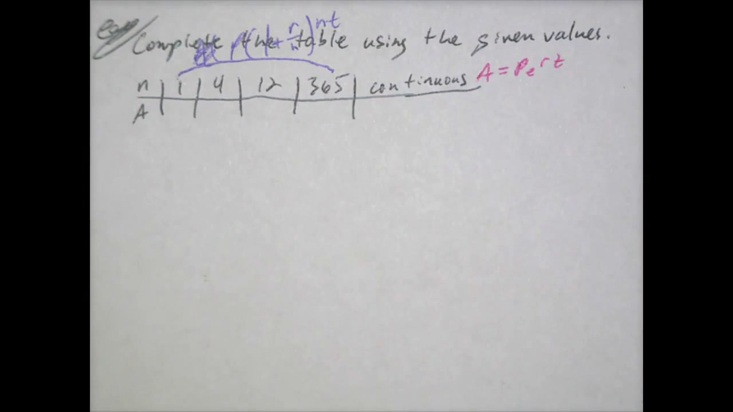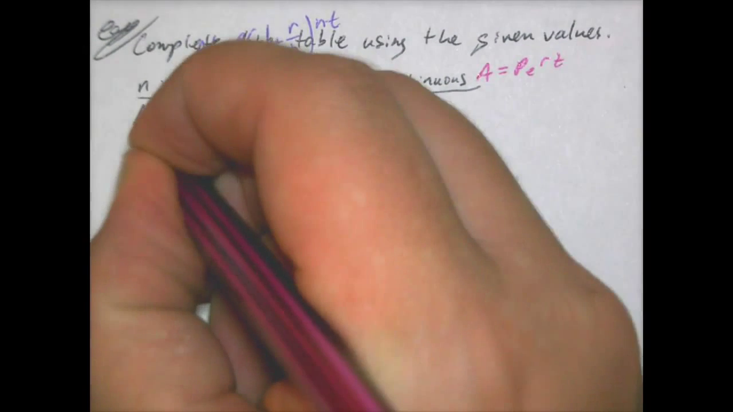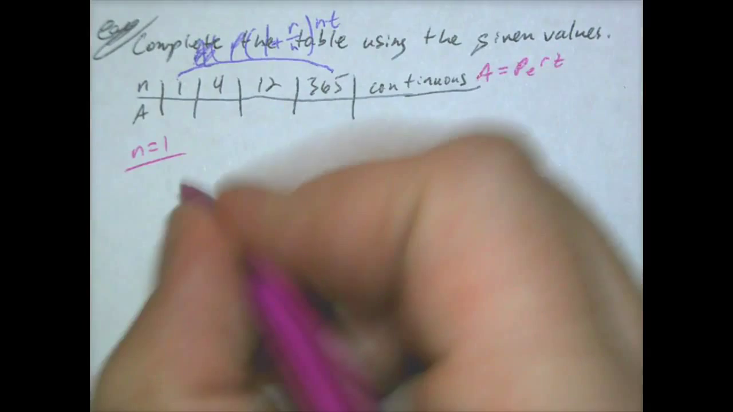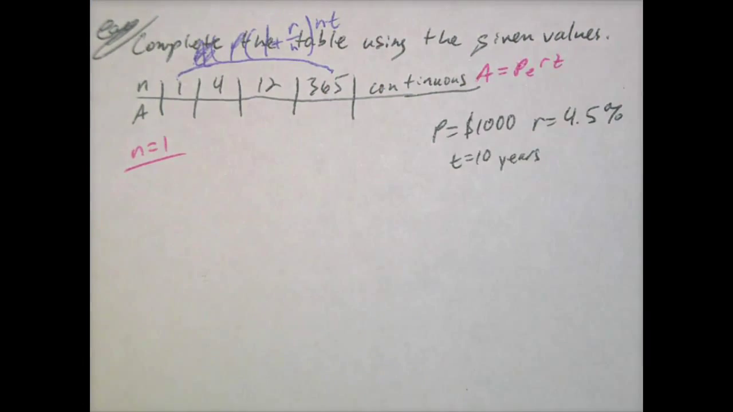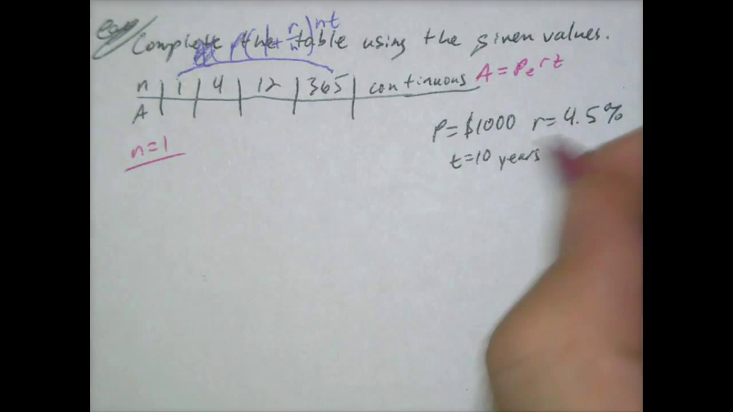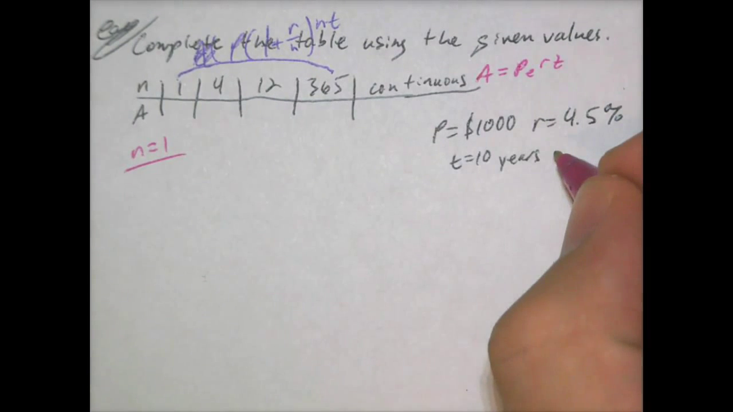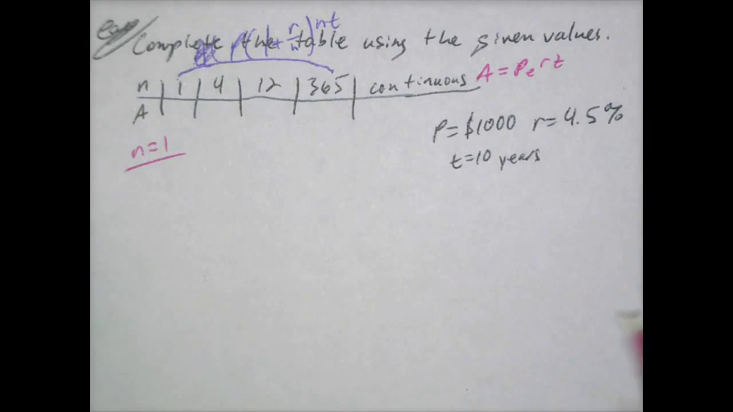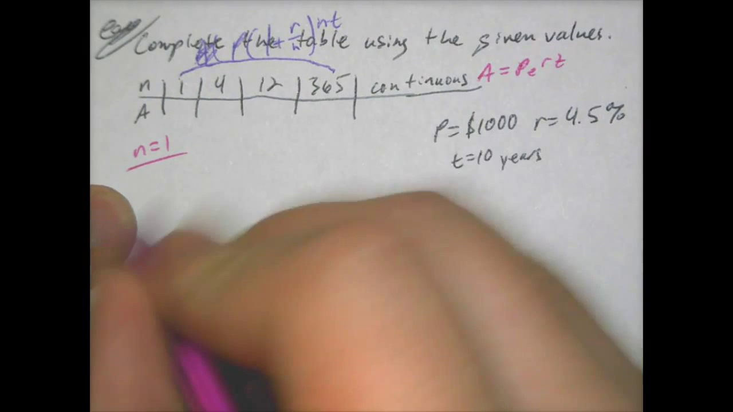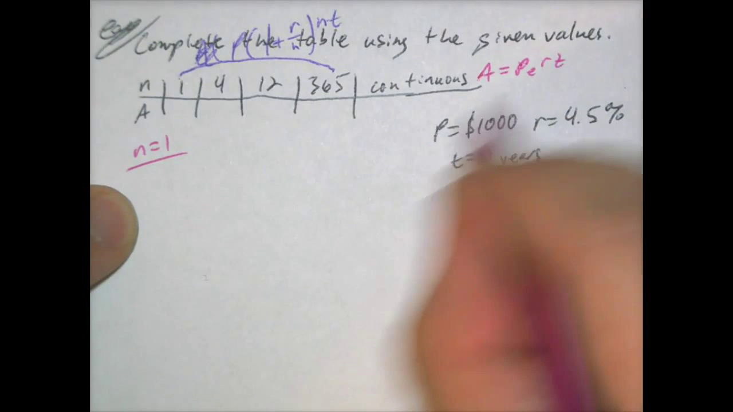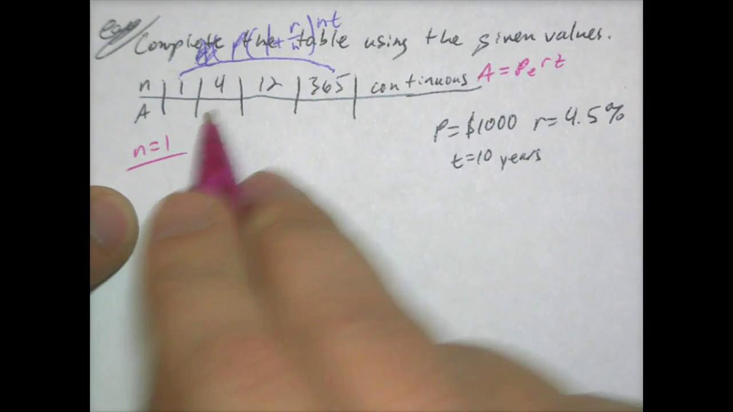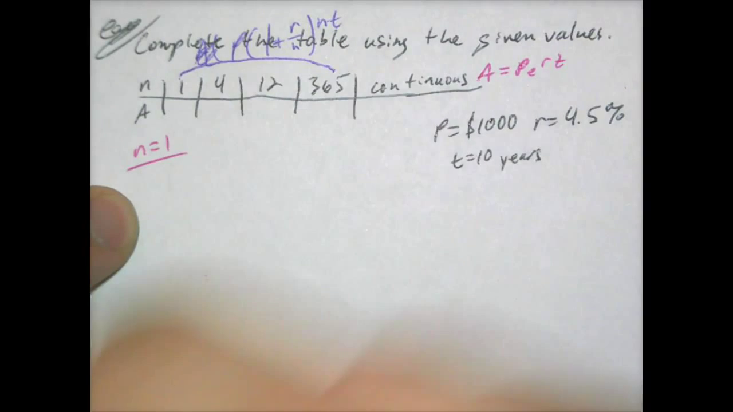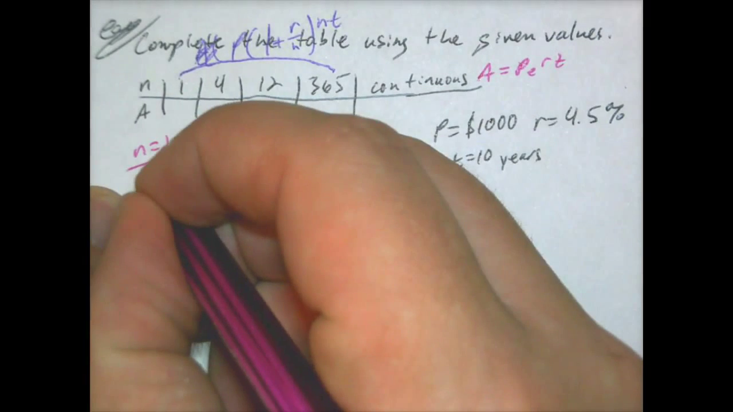Okay, so I'm going to take a second and write my first one. When n is 1, all I'm going to do is substitute in the numbers. Oh, I didn't write my numbers. Hang on, let me write the numbers. Okay, now I have the numbers. These will always be given to you. So I'm given P, R, N, and T, and I'm just substituting the numbers.